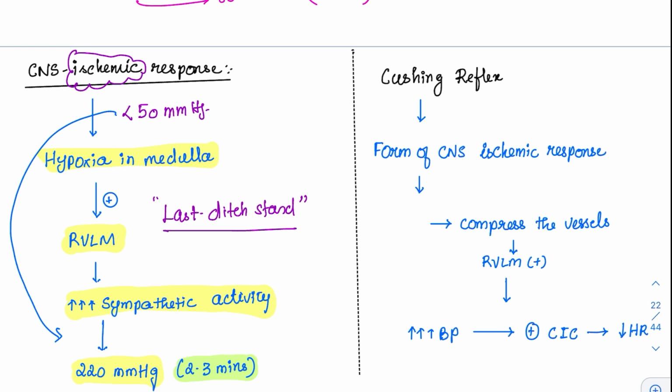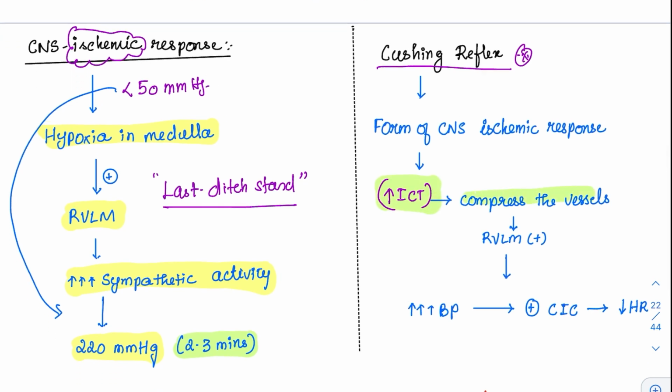Then there is another reflex called the Cushing reflex. Cushing reflex is like the brother of the CNS ischemic response, but here the reason is very specific. CNS ischemia can happen due to multiple reasons, but whenever it is happening due to increased intracranial tension, that is called ICT. Whenever there is too much pressure in the intracranium, what is going to happen? It is going to compress the vessels and cause hypoxia. The same thing is happening, but the reason here is raised intracranial tension. That is the most important thing.